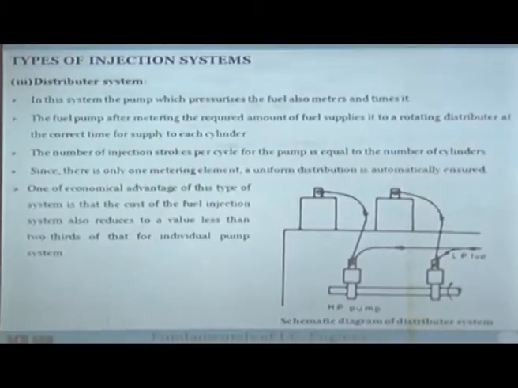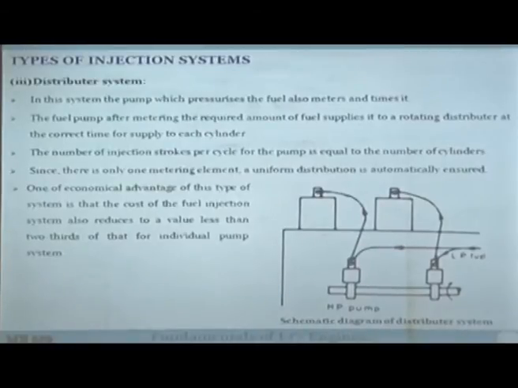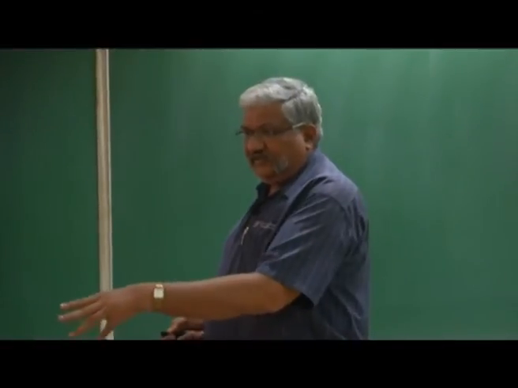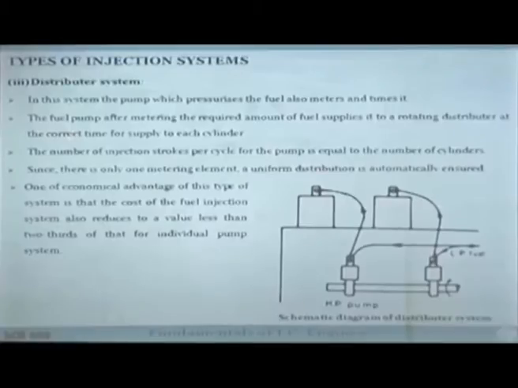Then the third mechanical system is called distributor system. In this system, a pump which pressurizes fuel also meters it and times it. So all the functions are performed by the fuel pump itself. It will pressurize, it will meter, it will time. So basically what remains is just a spring loaded valve. Once the pressure creates and spring pressure is overcome, the fuel injection will take place. So entirely, all these three functions are the responsibility of the fuel pump.